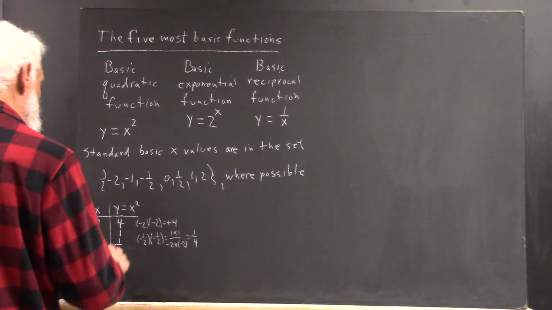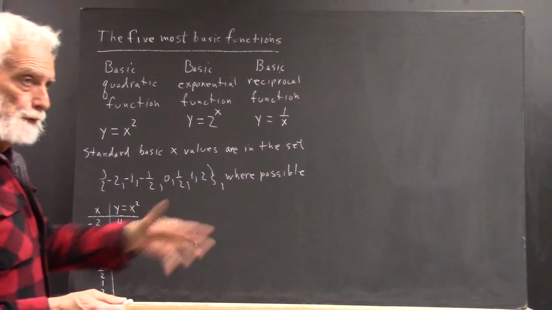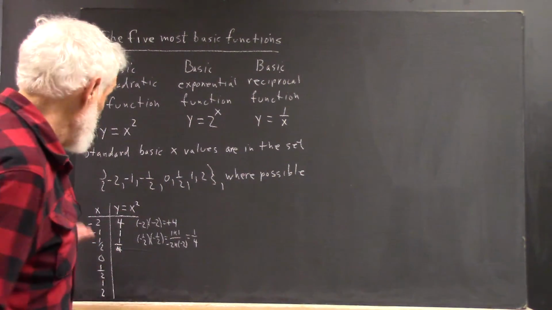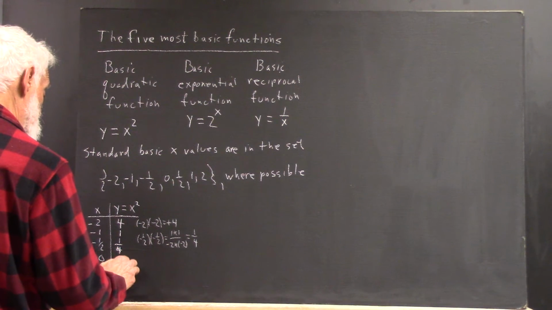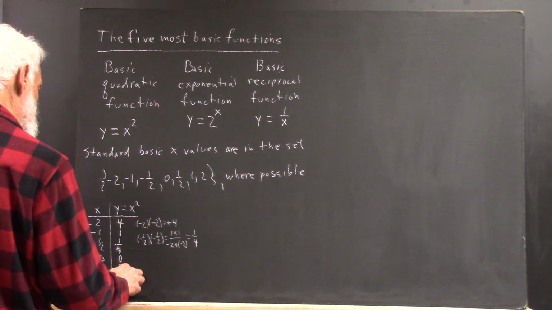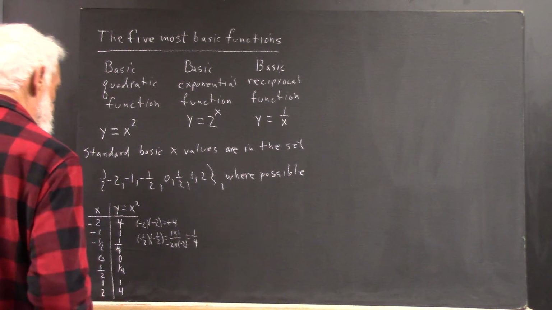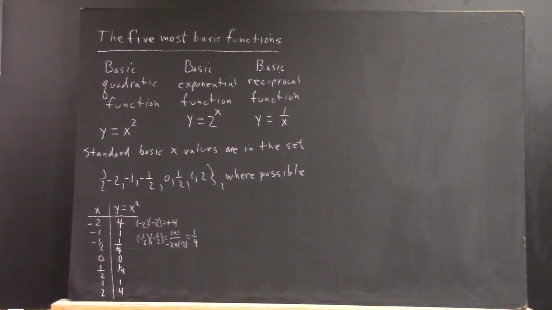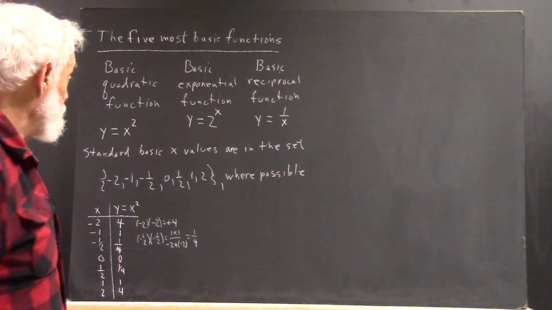0 squared, well, 0 times any number is 0. If you have 0 of something, you don't have anything except 0. Okay, so we have 0. And at 1/2 we get 1/4. At 1 we get 1, and at 2 we get 4, and that should all be pretty obvious. Okay, so there's our x squared function.